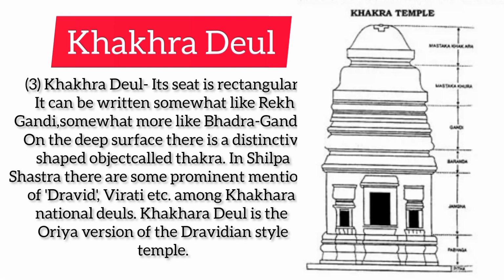The seat is rectangular. It can be written somewhat like Rekh Gandhi, somewhat like Bhadra Gandhi. On the deep surface, there is a distinctive shaped object called Khakra. In Shilpa Shastra, there are some prominent mentions of Dravir, Virati, etc. upon Khakra national Deuls. Khakra Deul is the Odia version of Dravidian style temple.